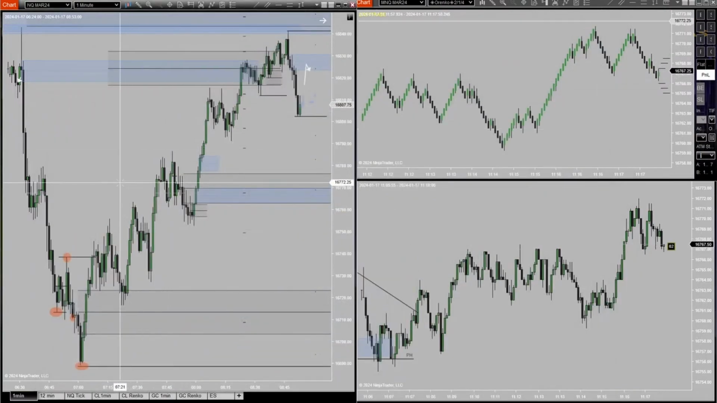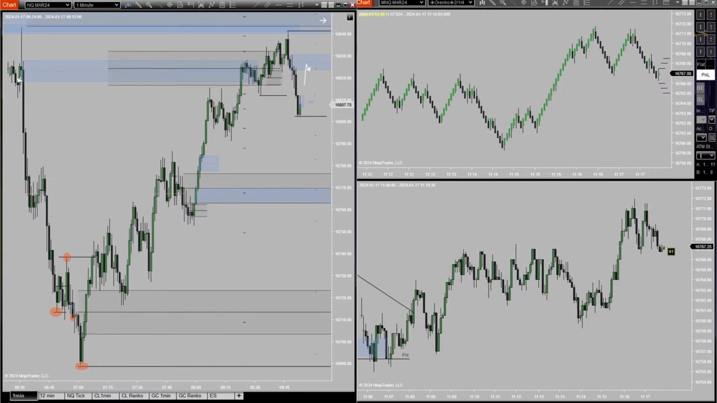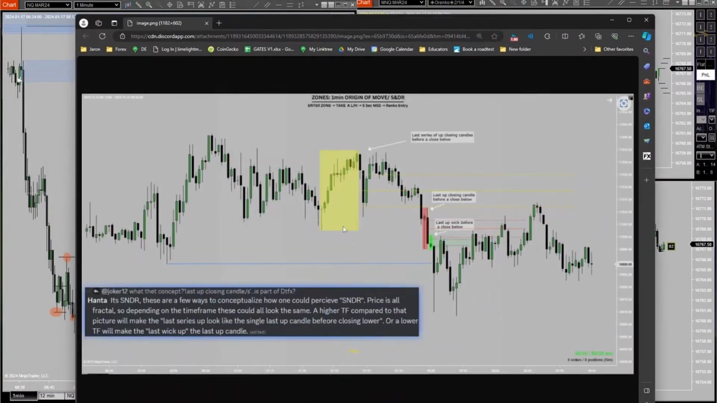And to go more in depth with SNDR, you want SNDR that not only broke lows but also broke previous SNDR. Actually, let me pull that image up again. So not only are these SNDRs breaking this low, we want SNDR that broke previous SNDR.